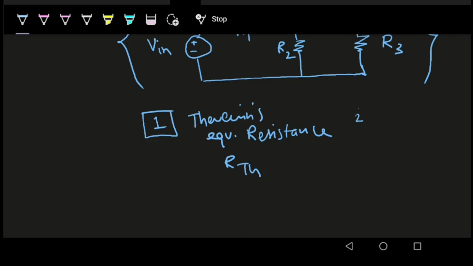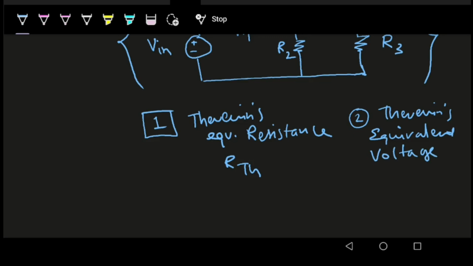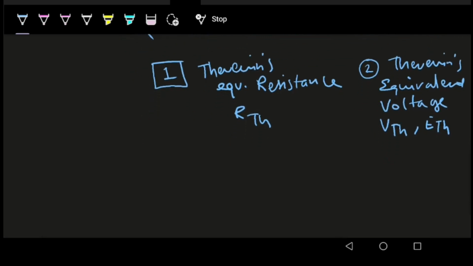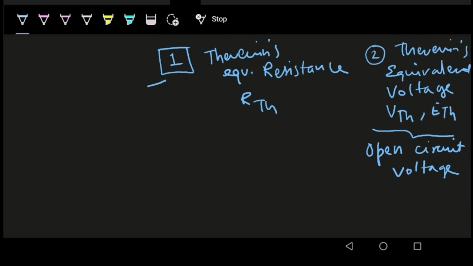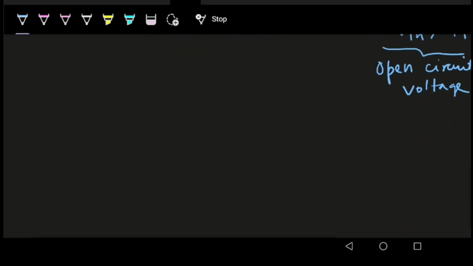And the second part is the Thevenin's equivalent voltage. In textbooks it is written somewhere as VTH or ETH. This term is also most of the time called the open circuit voltage. Right, so let's see what is part 1, finding Thevenin's equivalent resistance.